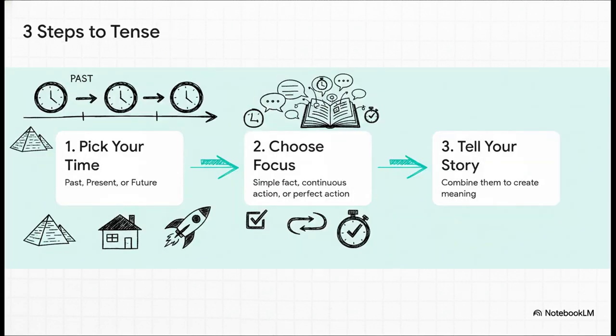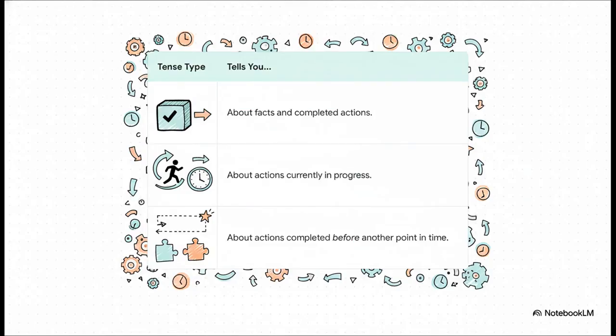So what does all this mean for you? It means you can forget about trying to memorize 12 different tenses. You just need to think in these 3 simple steps. First, where on the timeline is your action, past, present, or future? Second, what's your focus? Are you just stating a fact, describing something in progress, or are you marking an action as completed? And then, step 3, just tell your story. It's honestly that simple.